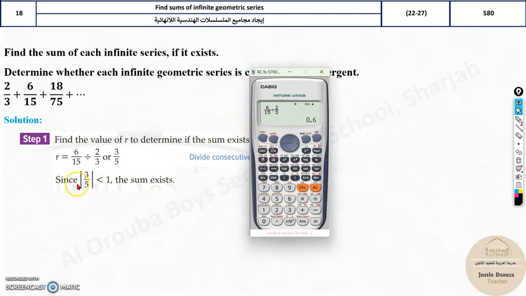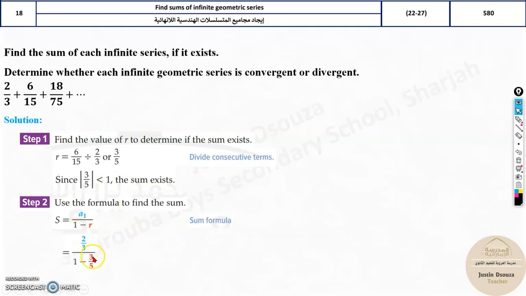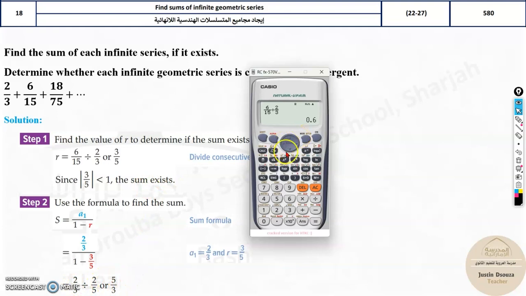So this is less than 1. This does obey the rule, and therefore we can find the sum using the formula, that is S equals the first term divided by 1 minus the common ratio. Now all you're doing is substituting and getting the answer. Over here the first term is 2/3, and over here the answer is 5/3. Just put everything in the formula: 2 by 3 divided by 1 minus 3 by 5. The answer will be directly 5/3. So if you sum the sequence, you'll get 5/3.